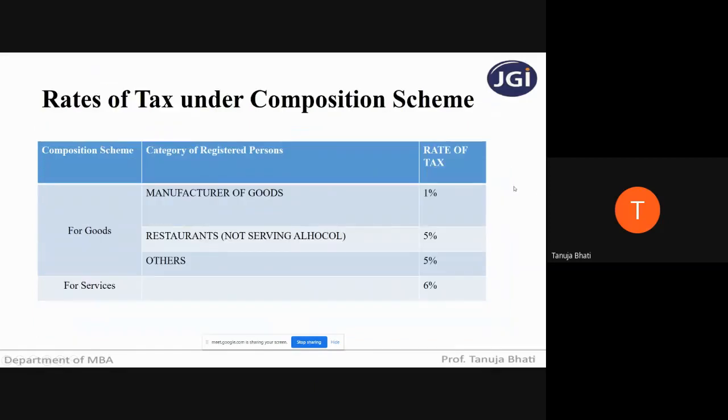Therefore, when I said 1%, I said 0.5% CGST, 0.5% SGST, because if it is interstate, obviously they will not fall under the composition scheme, and therefore they will not be liable for 1% of tax to be paid.